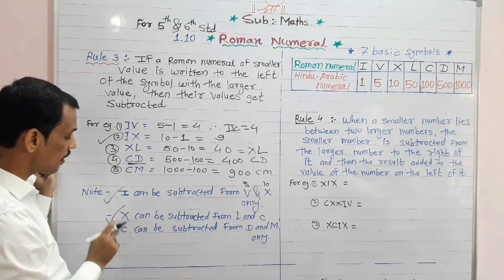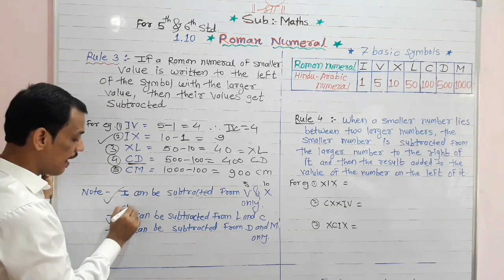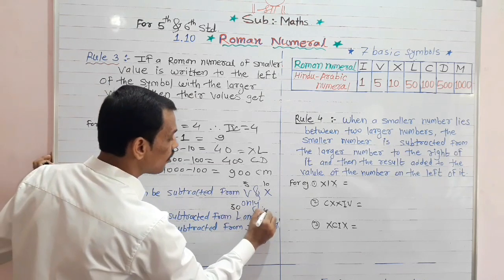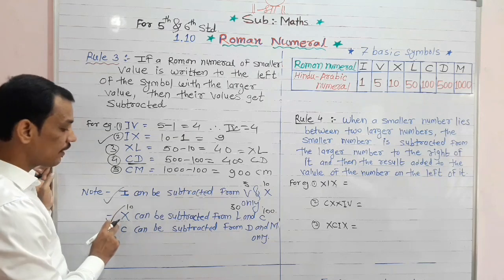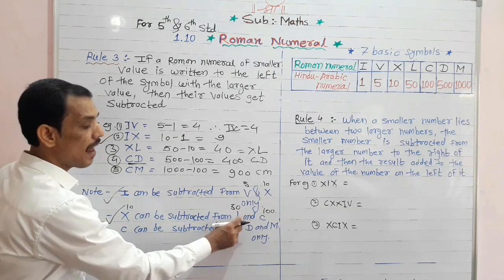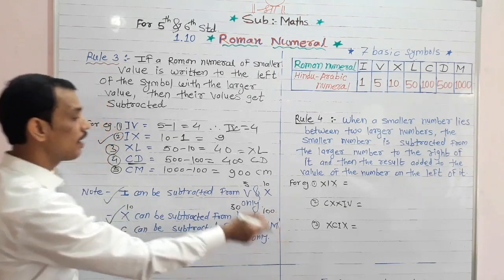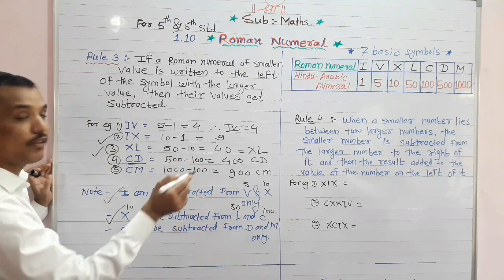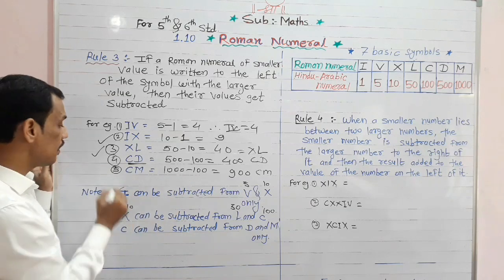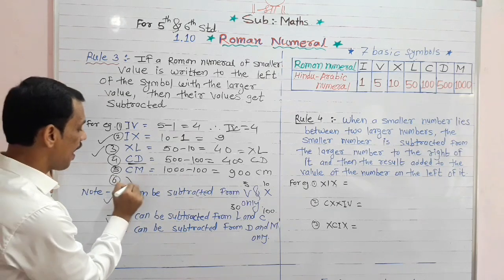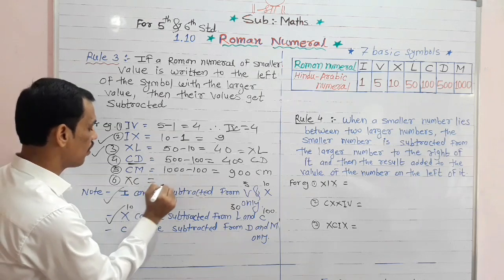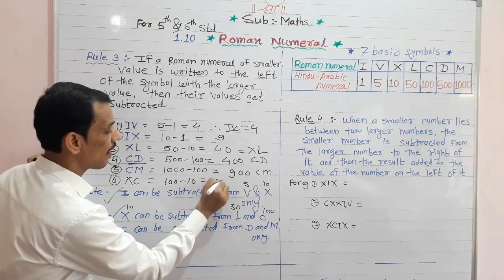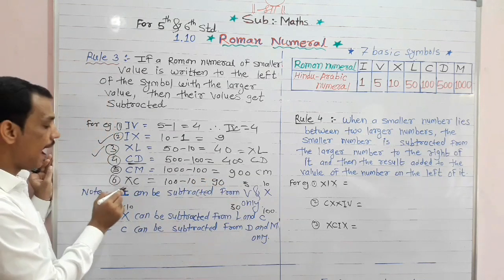Note number 2 is that 10, X, can be subtracted from L and C. L stands for 50 and C stands for 100. So X can be subtracted only from L and C, from 50 and 100. So we already subtracted it here, XL, and now for the 100, the number you get is 90. I am writing example number 6 here. XC is equal to, X stands for 10 and C for 100. So 100 minus 10 is equal to 90. For the 90 we can write XC.